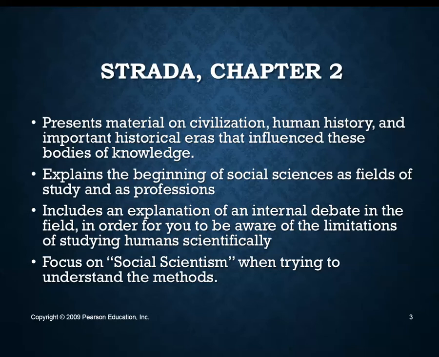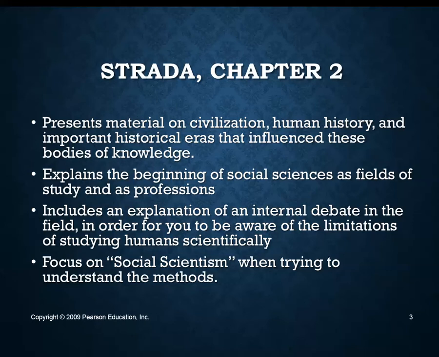I did want to just clarify some things in the reading before you got into the material about the research method. In this chapter, Strada is trying to give you information about how we got to social scientism. And so he presents material about the history of our civilization, our human history, and some important historical eras that influenced how we got to these three bodies of knowledge.